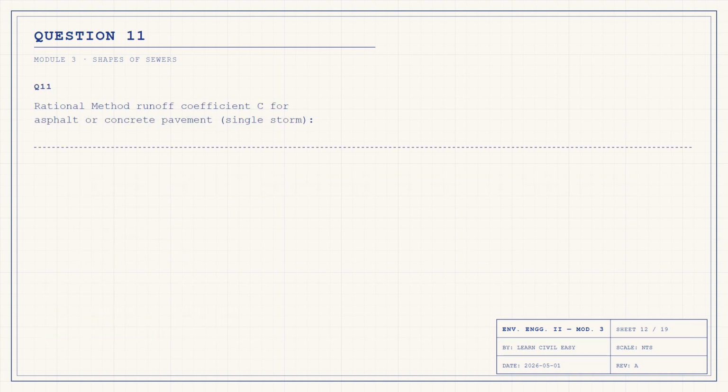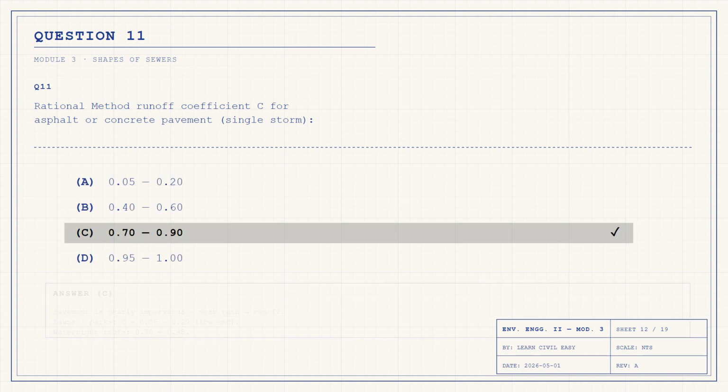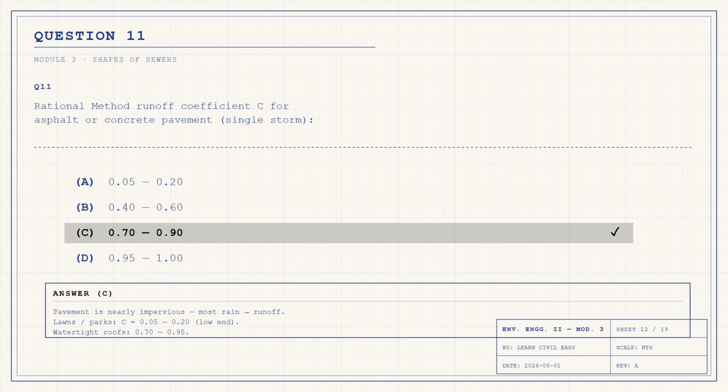Question 11. Rational method runoff coefficient C for asphalt or concrete pavement. The correct answer is C, 0.70 to 0.90. Pavement is nearly impervious, so most rainfall becomes runoff. Lawns and parks are at the other end with C as low as 0.05.